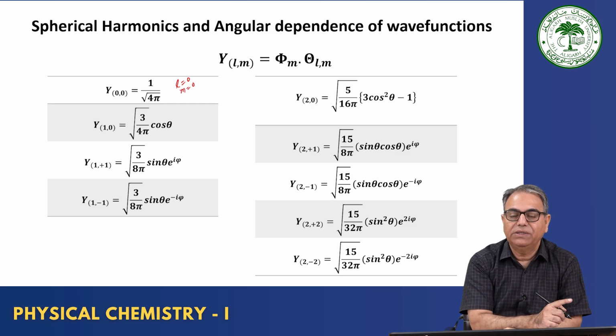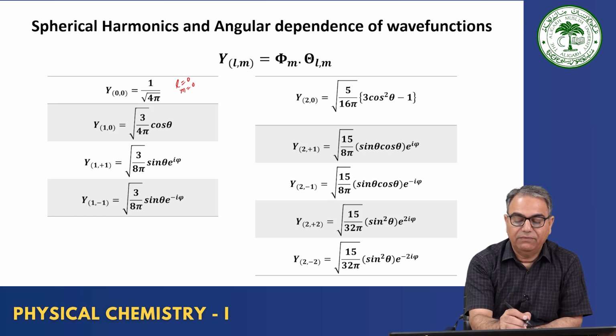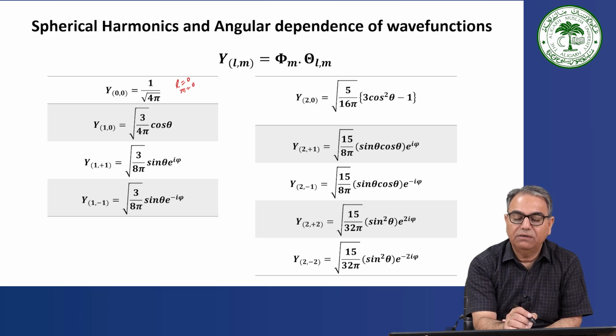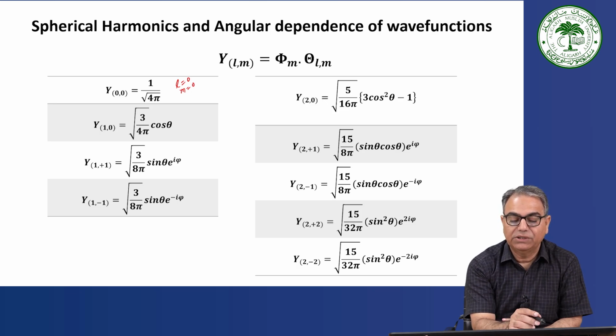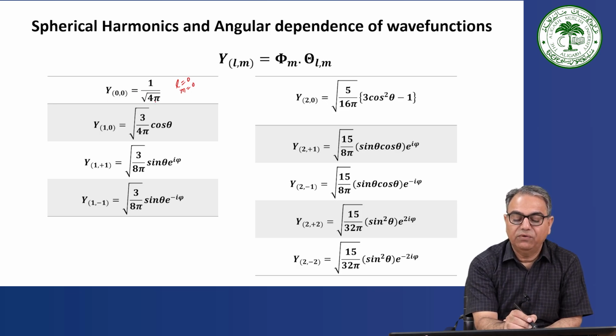If n is equal to 1, then it is 1s. If n is equal to 2, then it is 2s. If n is equal to 3, then it is 3s, and so on. So we are talking here only about the s orbital. We cannot say which s orbital, but the s orbital has this spherical harmonic as the angular dependence of the wave function. So Y00 is 1 over root 4 pi for the s orbital.